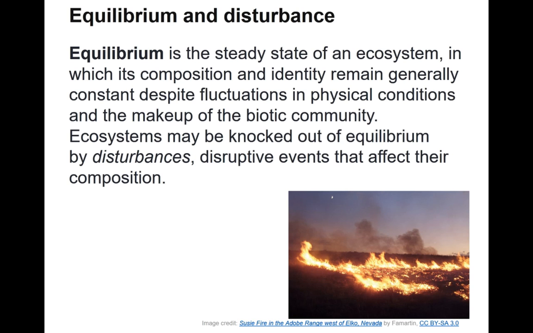Equilibrium and disturbance. Equilibrium is the steady state of an ecosystem, so the constant stability of an ecosystem, in which its composition and identity remain generally constant despite fluctuations in physical conditions and makeup of the biotic community. Ecosystems may be knocked out of equilibrium by disturbances, disruptive events that affect their composition.